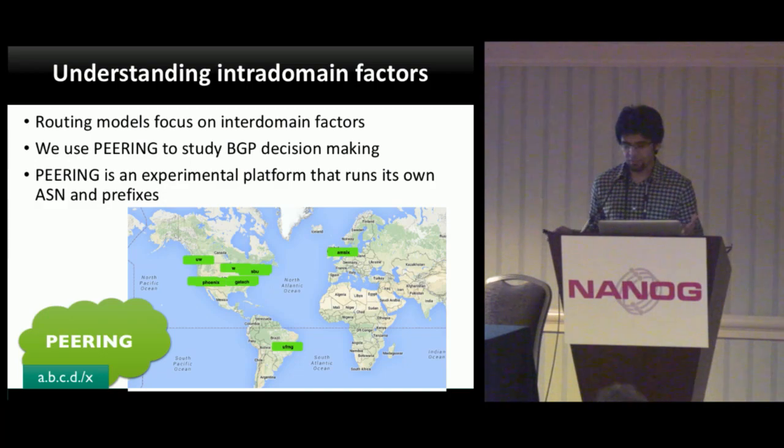Another reason behind faulty prediction that we found is that the routing model deals with interdomain factors only. However, as we know, these factors are not the only ones in decision making. So to study the impact of intradomain factors in BGP decisioning, we use the PEERING platform. PEERING is an experimental platform that runs its own ASN and prefixes. We can announce our own prefixes and send BGP control messages. So PEERING is a sort of an experimental ASN for us.